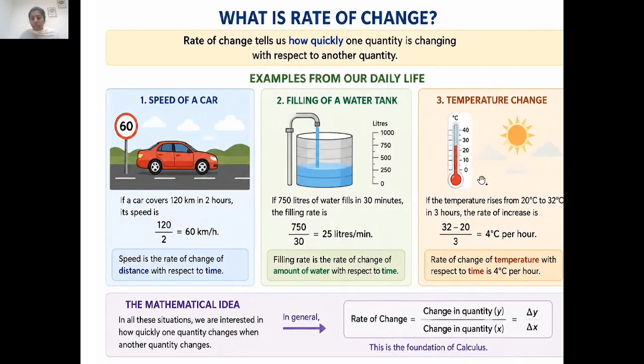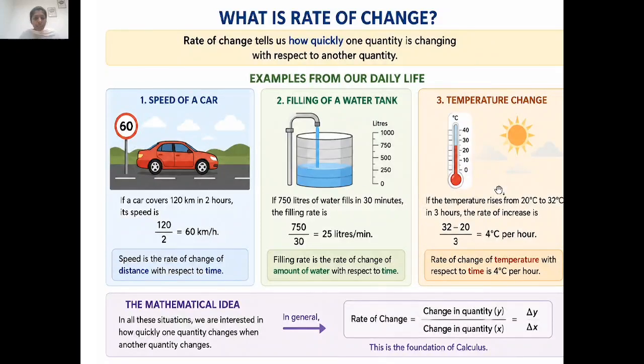This is the third example, the temperature change. If the temperature rises from 20 degrees Celsius to 32 degrees Celsius in 3 hours, then the rate of increase is 32 minus 20 divided by the total 3 hours, which means 4 degrees Celsius per hour is the rate of change.